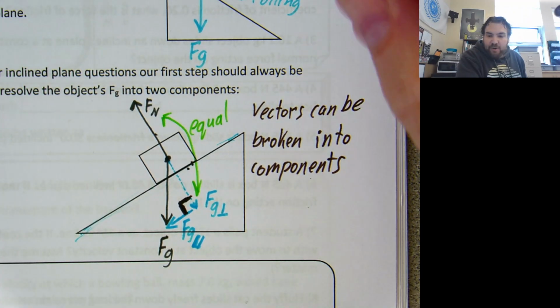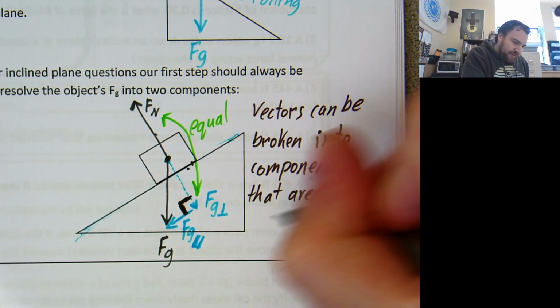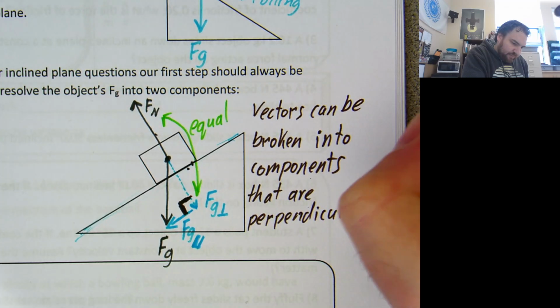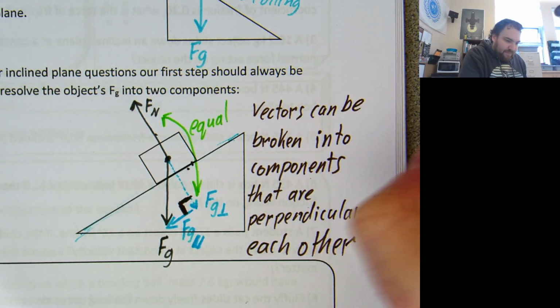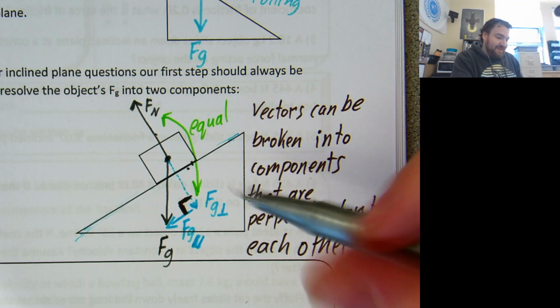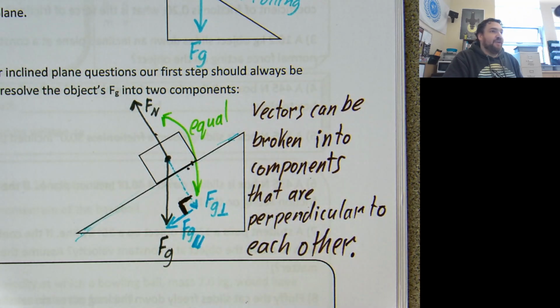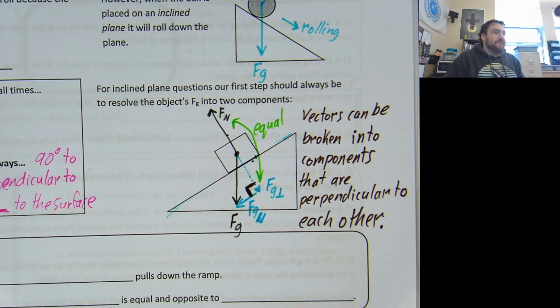Vectors can be broken into components that are perpendicular to each other, which is an important detail. Because if they're perpendicular to each other, what can we do with this fancy triangle here? If that's a right angle triangle, what tools become available to us? Trig. All of trig becomes available to us.